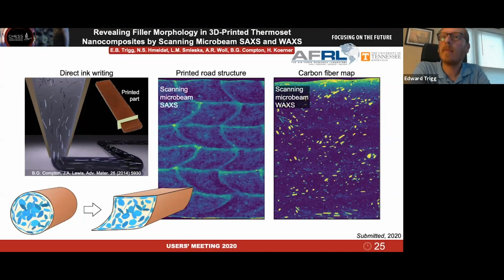So we did scanning microbeam X-ray scattering, both SAXS and WAXS, on cross-sectioned parts. And in doing so, we were able to see the morphology not only of the carbon fibers from WAXS, which you can see on the right, but also of the nanoclay rheology modifier from SAXS, which you can see in the middle. This is basically going to lead to improved characterization of these materials.